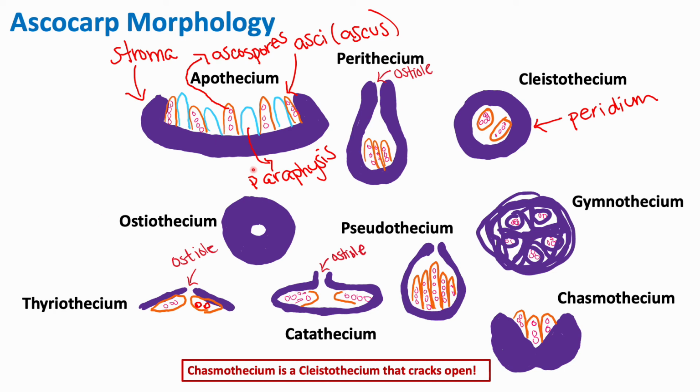So once again, I'm going to reiterate that the periphyses, which are present for structural support, can be present in any type of ascocarp. It all just depends on which fungi we're talking about. Some fungi may have it, but some may not. Depending on which fungi we're talking about, it'll have a different morphology, and the morphology of the fruiting body, also known as the ascocarp, can be an apothecium, a perithecium, a cleistothecium, a gymnothecium, a chasmothecium, a pseudothecium, or an osteothecium. And that is essentially our ascocarp morphology.